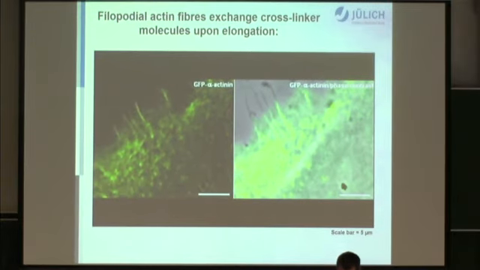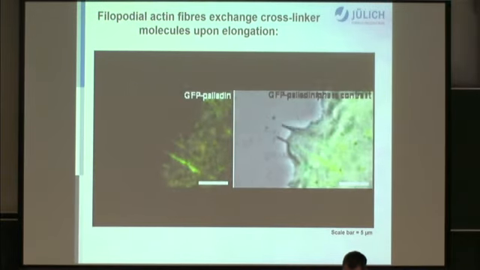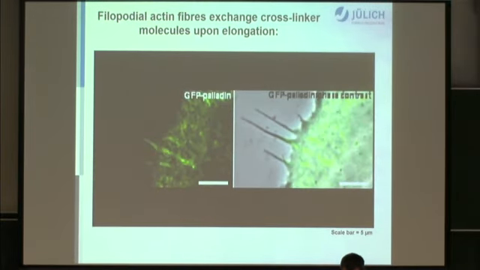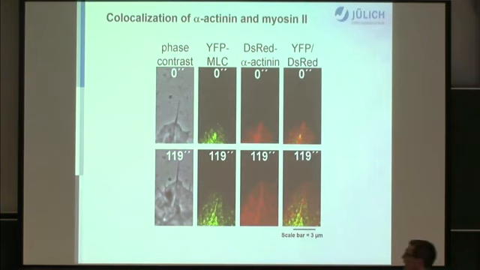So, as soon as alpha-actinin becomes incorporated, there is the possibility for other proteins to incorporate into this preformed actin bundle. And here, shown in phase contrast, the filopodium, over time, becomes overgrown by the lamellipodium.